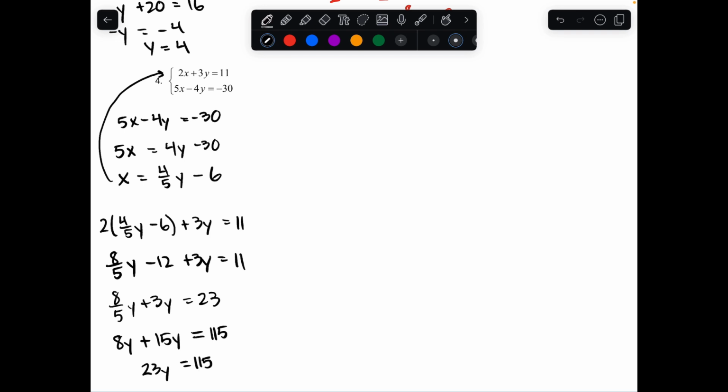And so we have 23y is equal to 115. So now we can actually solve for y. So dividing both sides by 23, we have y is equal to 5. We can take this and plug it into one of our equations to solve for x. So I'm going to choose the first one since it has smaller numbers. So we have 2x plus 3 times y, which is 5, is equal to 11.